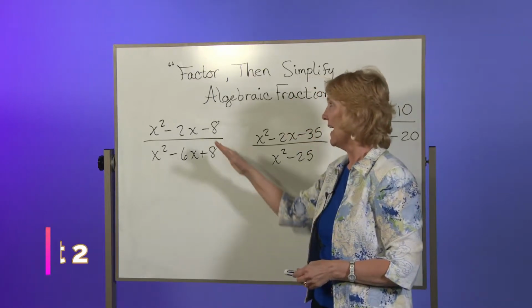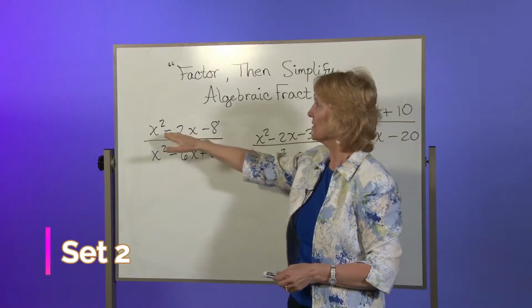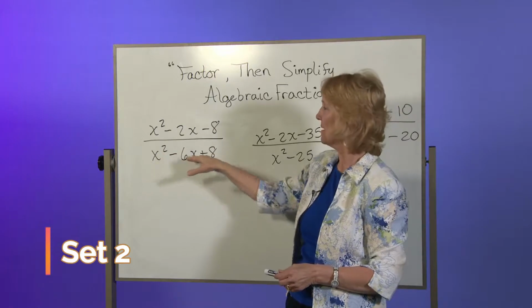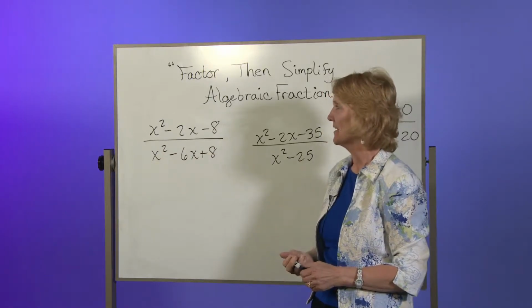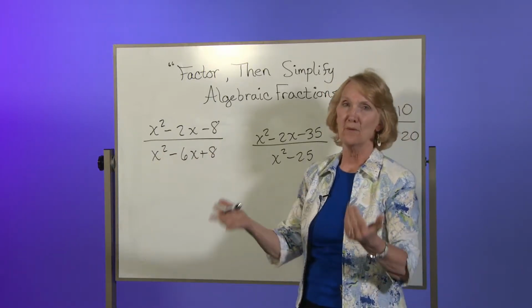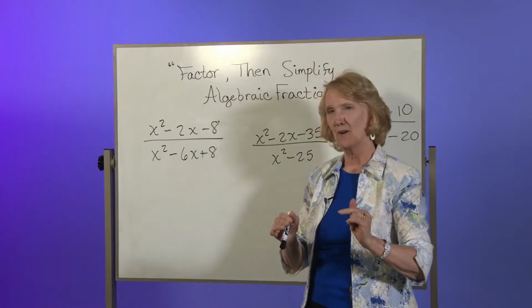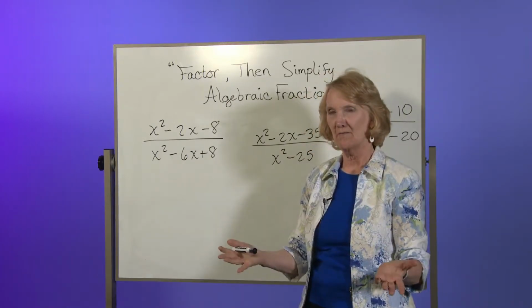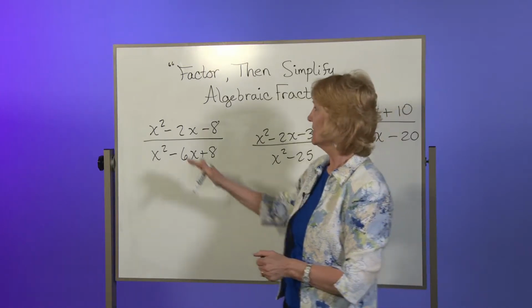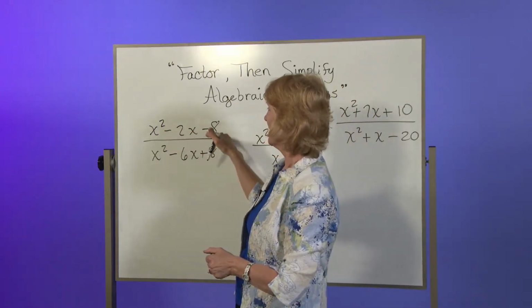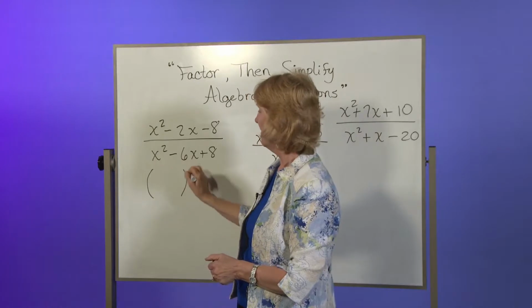Okay, we have a fraction here where it's an algebraic expression over top of another algebraic expression. This assumes that you know how to multiply binomials and monomials and get trinomials, and then how you can factor them and go backwards. So x squared minus 2x minus 8 needs to be factored.